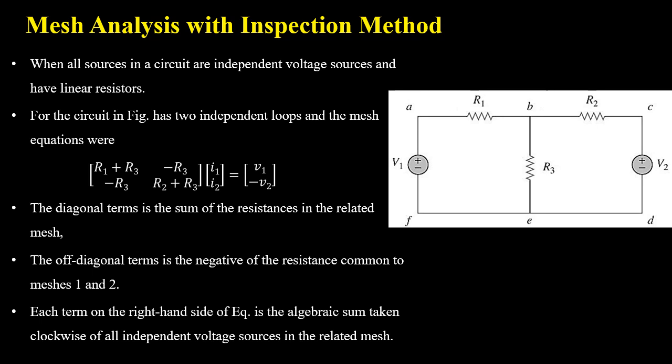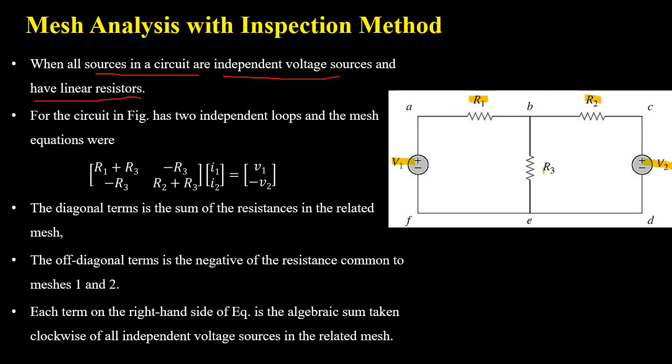And now we will study mesh analysis by inspection method. The condition for mesh analysis by inspection method is that it must have all independent voltage sources and also the resistors must be linear. Now consider the example given in the figure. The circuit has two voltage sources V1 and V2 and linear resistors of value R1, R2 and R3.